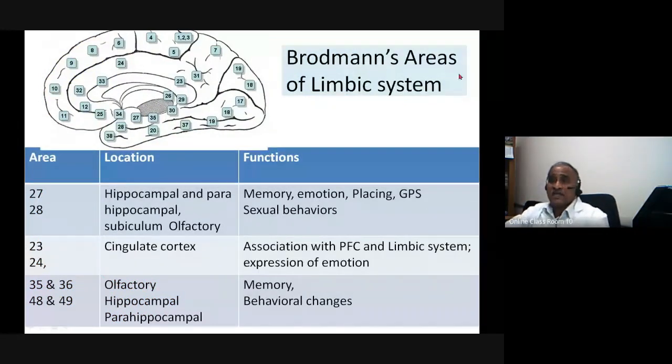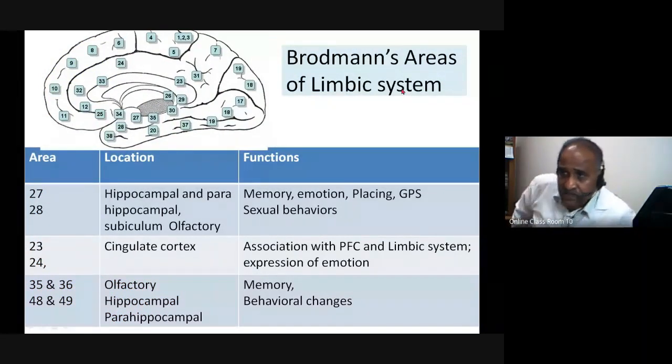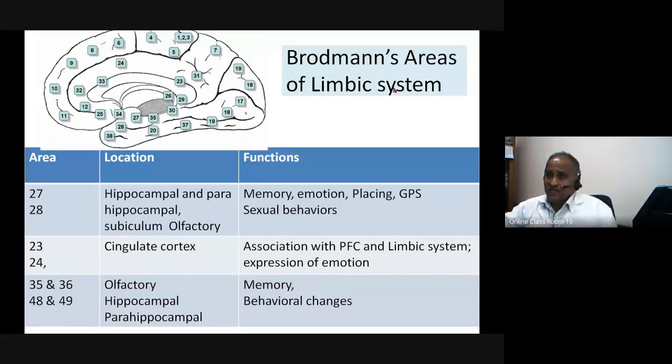Then comes the Brodmann's area for the limbic system. It's more complex for the limbic system. So now I have made here the areas 27 and 28. These are the hippocampal, parahippocampal, subiculum and olfactory areas, 27 and 28. They are concerned with memory, emotion, placing, GPS. Especially the subiculum forms the GPS of our brain.